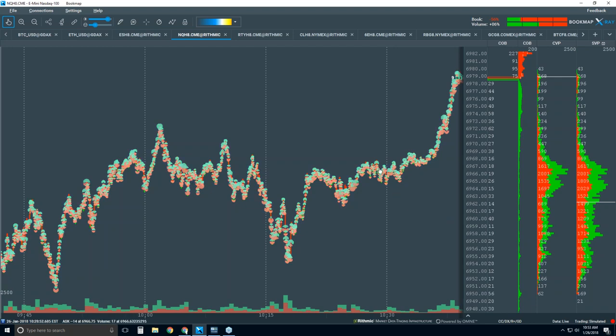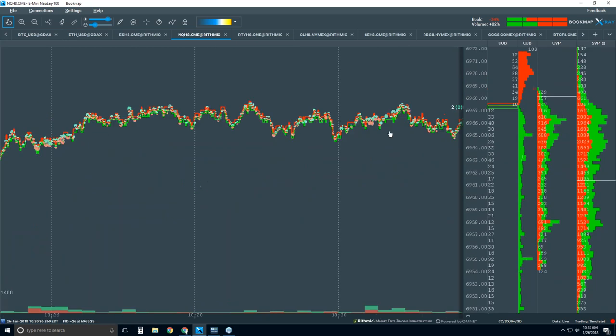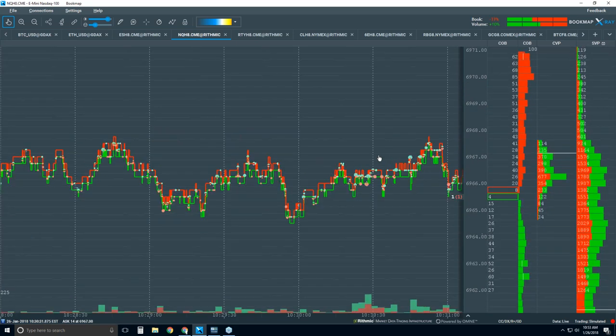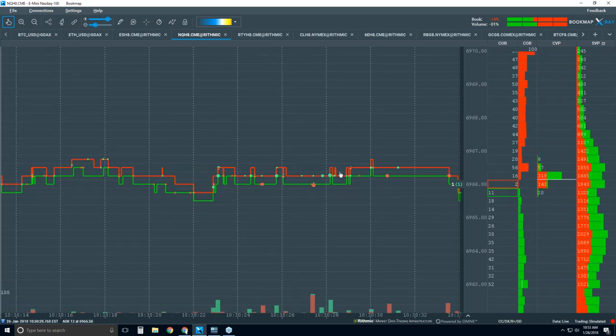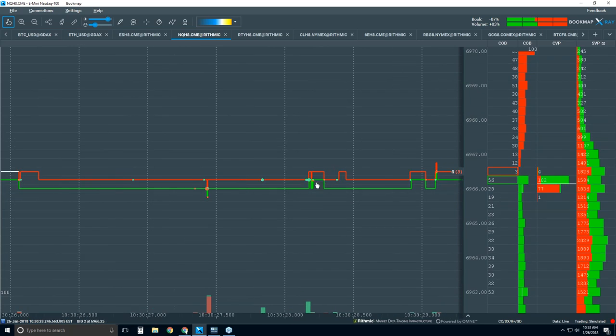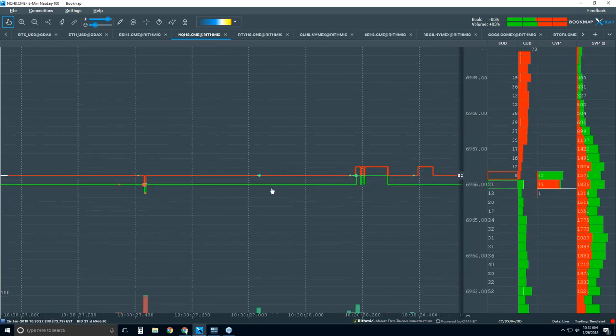So let me zoom into this area and show you what we're displaying, because it's very simple data, but it gives so much insight. This is it. Historical best bid and offer. Best bid is the green line. Best offer is the red line.